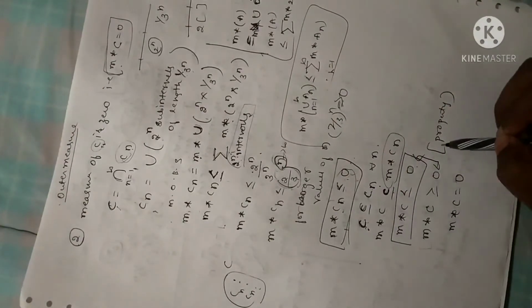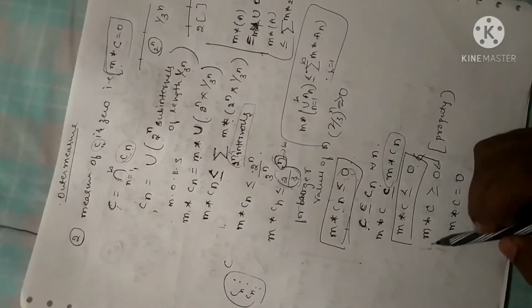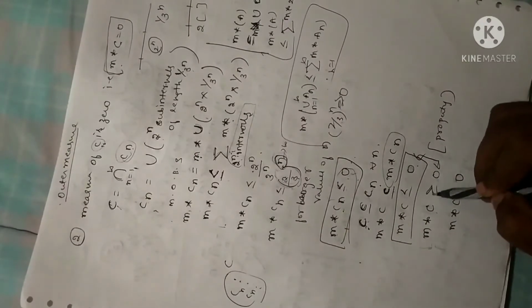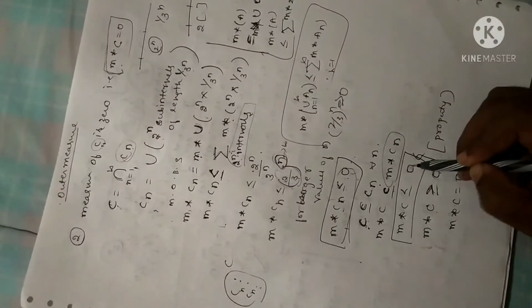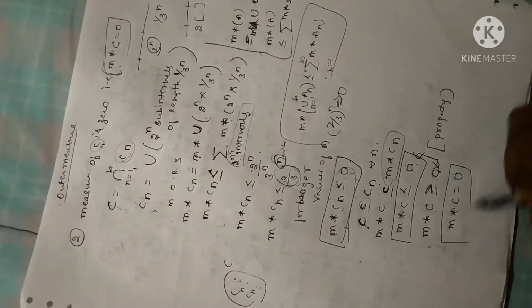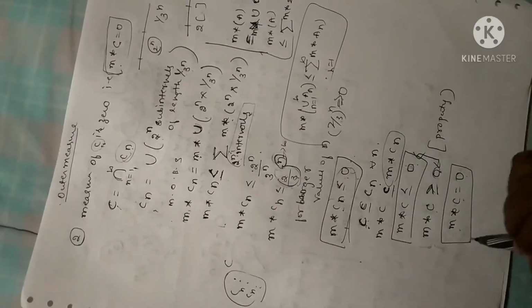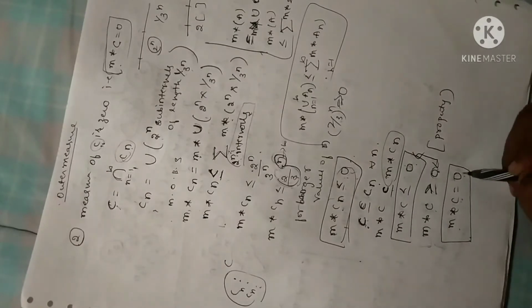Now as per the property of Lebesgue outer measure, measure of any set is positive, that is m star is greater than or equal to 0. By combining these two expressions, I have obtained m star C is equal to 0. That is, the measure of the Cantor ternary set is equal to 0.